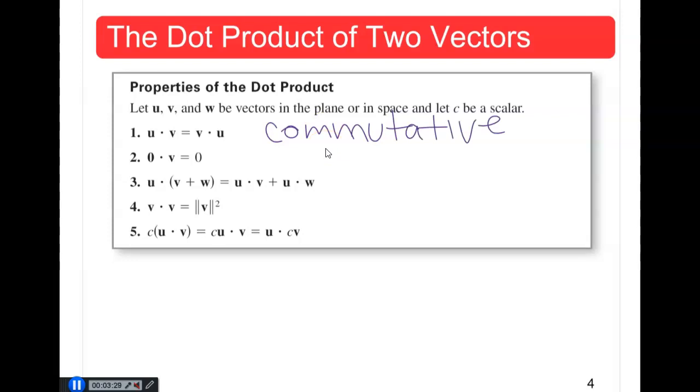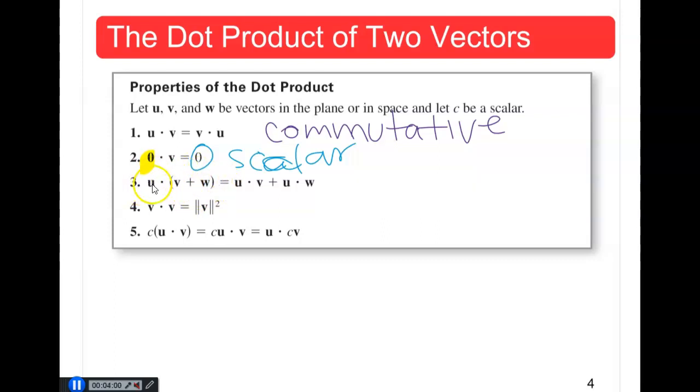Next, number 2, the dot product of the zero vector with any vector is always the number 0, not the zero vector. The one that is bolded is a vector. The one that is not is just a number, the scalar. The number 0.